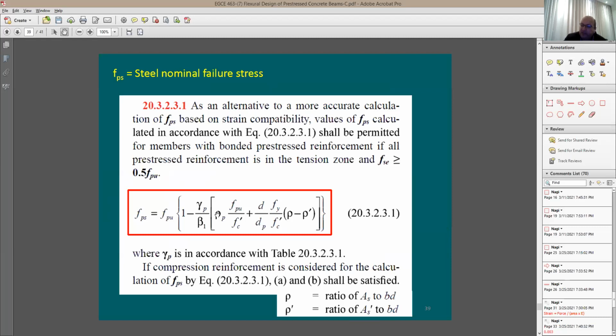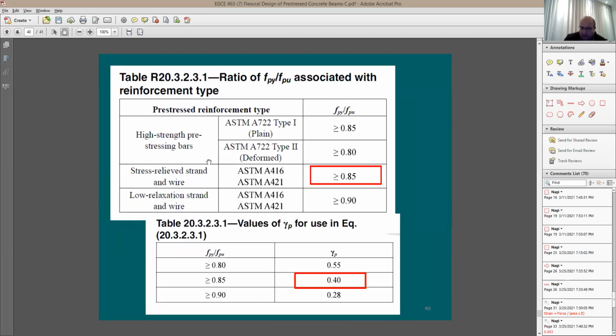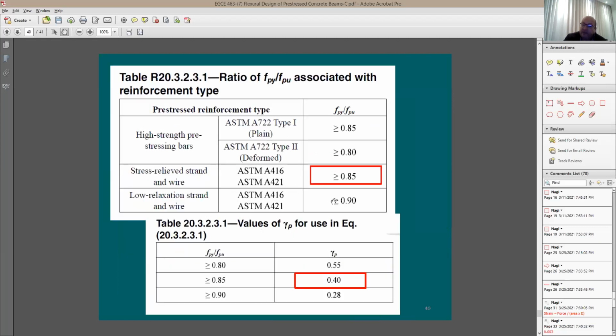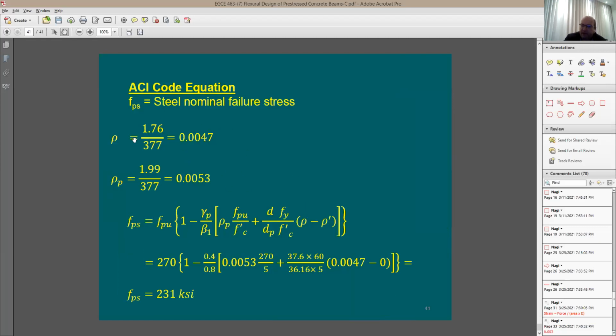But if you like to use this equation here, which is going to be much simpler, and we went through these tables before, that fpy divided by fpu is going to be 0.85, and for that, this gamma p is going to be 0.4. So this gamma p is going to be 0.4, and the beta one is going to be 0.8, which goes with 5,000 psi concrete. If you like to use this equation, which is a code equation, look what happened. Here is rho, the steel reinforcement ratio. You take the 4 number 6s divided by the cross-section area of the concrete. You take rho p, which is going to be 1.99, 2 square inches for 13.5 inches strength, divided by the same cross-section area. And then you solve for this equation, you end up with 231 ksi.